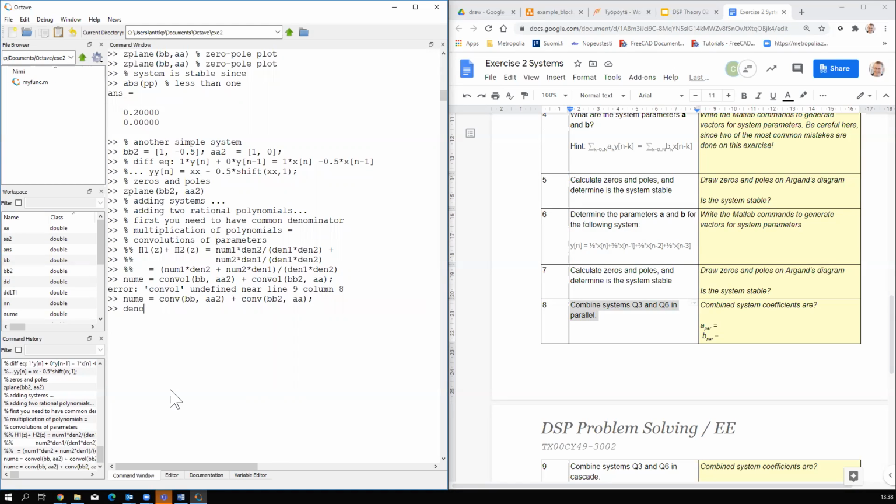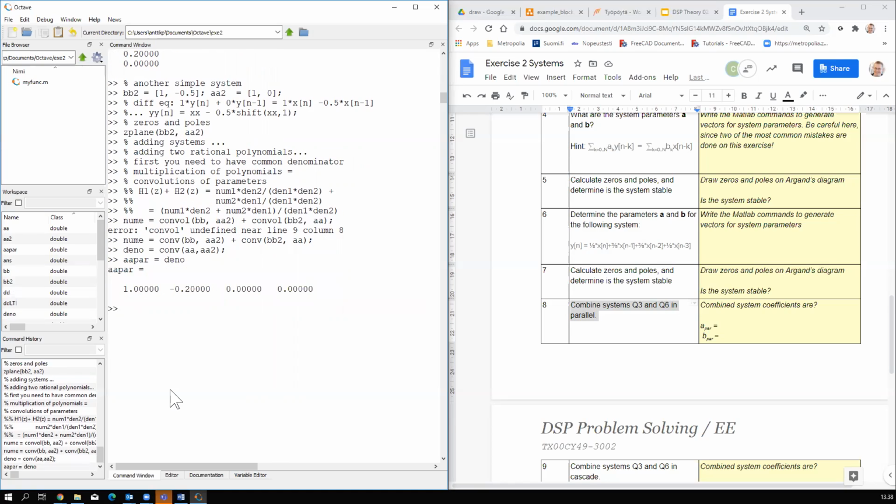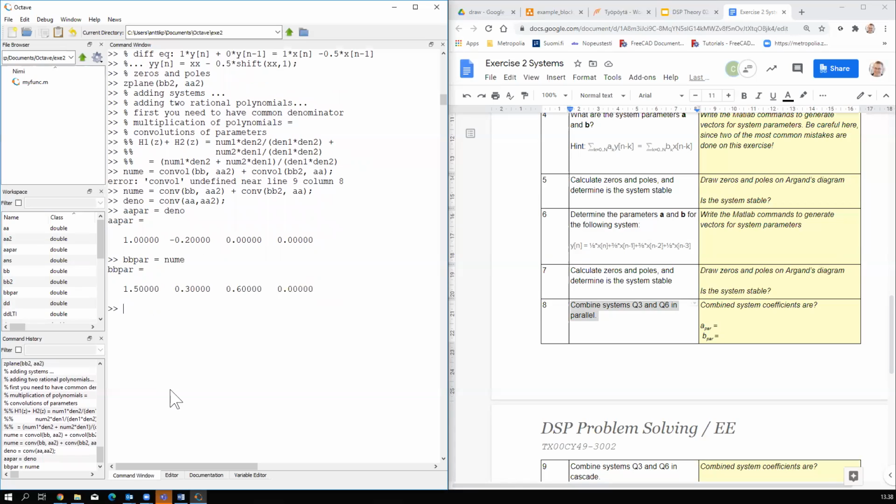And then the denominator for that is simply conv of AA and AA2. And those are the numerator and denominator coefficients of the new system. So basically, the AA parameter is the denominator coefficients of this parallel system, and BB is the numerator. There we go.